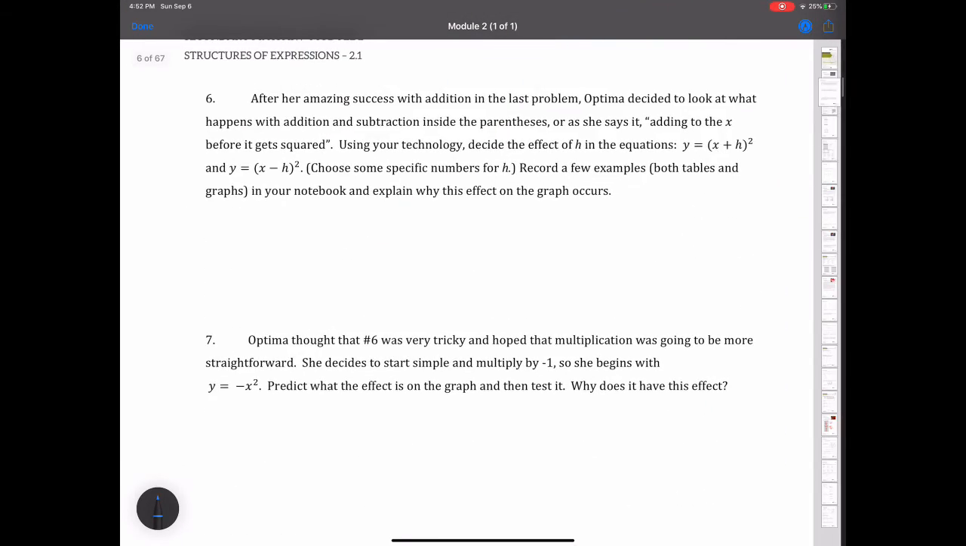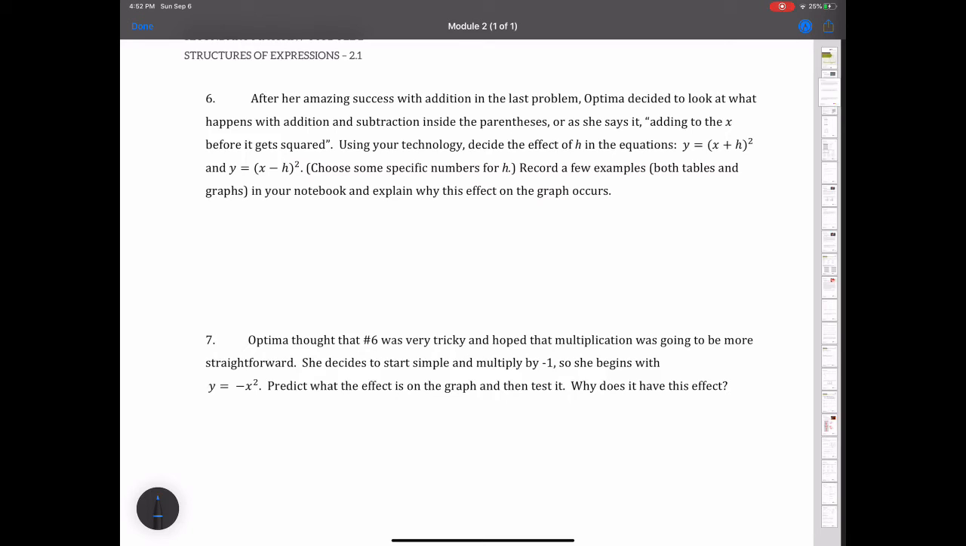So after her amazing success with the last problem, Optima decided to look at what happens with the addition and subtraction inside parentheses, or as she says it, adding to the x before it gets squared. Remember, that would be in terms of the side lengths, right? So now use your technology to decide the effect of h in the equation y equals (x plus h) squared, and y equals (x minus h) squared.